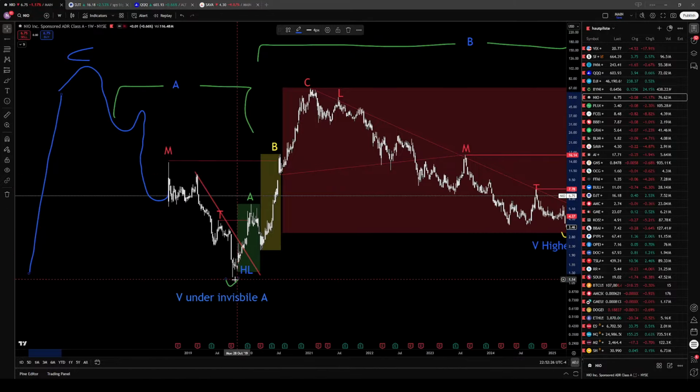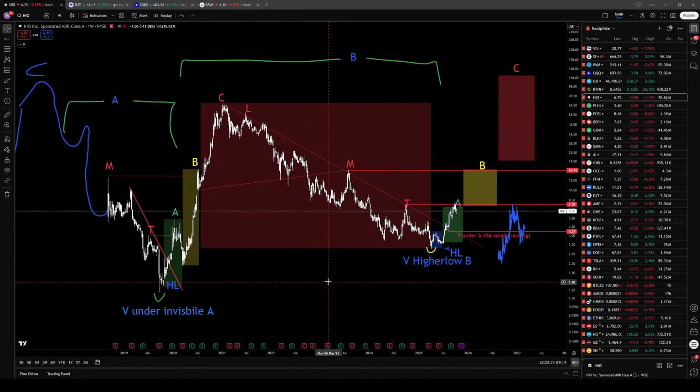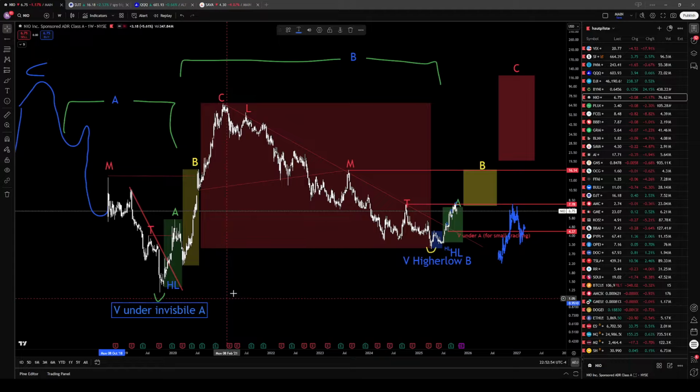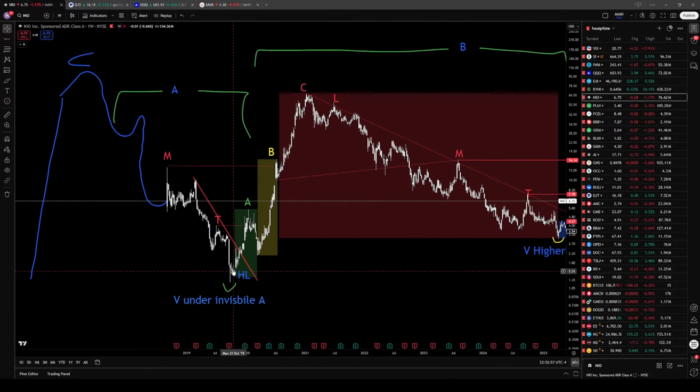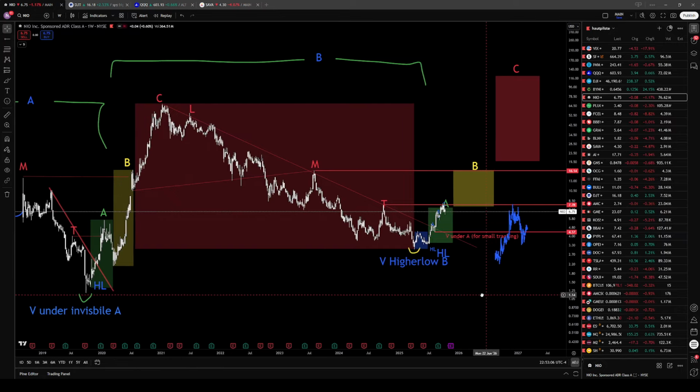So this fractal is always finished with the V. So this would be your A, your big A. And what we finished in April would be your big B. And I will show why that is important. But what is that? See, lower high, midpoint, T, V under invisible A, finished. Then high, low, finished. You come to your A, pull back, B, pull back, C. And then again, fall down.